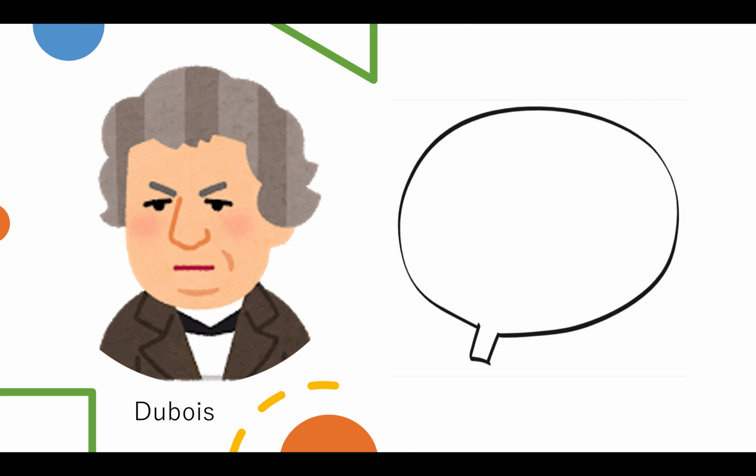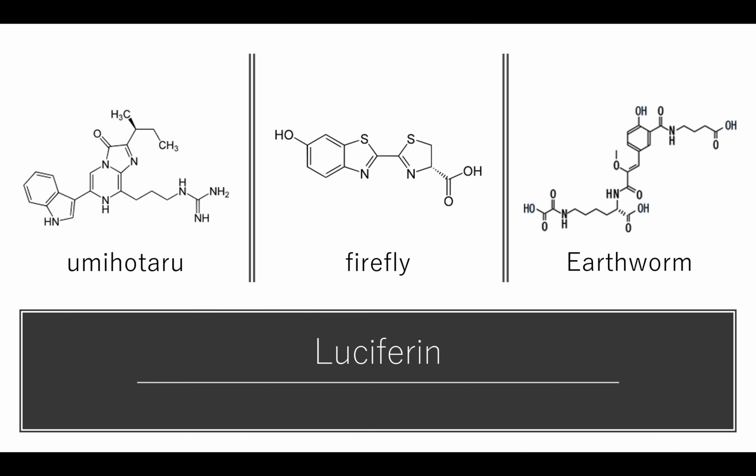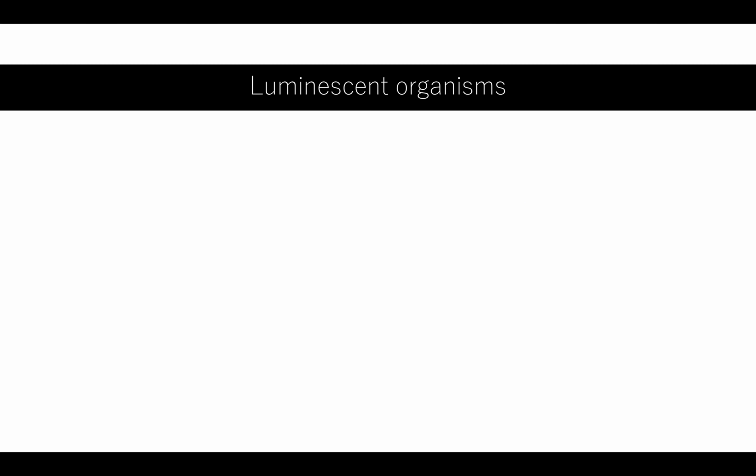Then in 1885, French researcher Dubois revealed that luminescent organisms have elements of light and enzymes that catalyze the chemical reaction that causes the elements of light to emit light. Luciferin and luciferase are generic names, and different luminescent organisms have different chemical substances. The light of luminescent organisms is called bioluminescence.